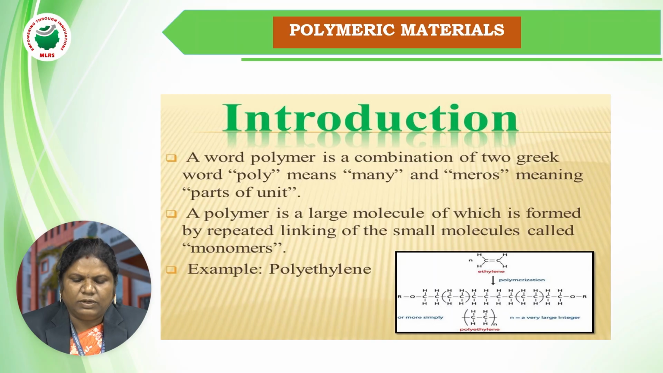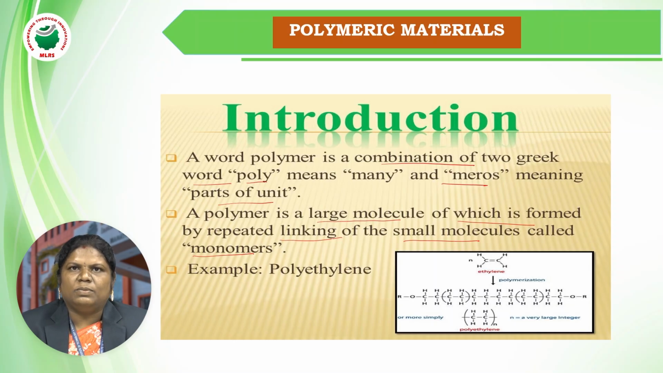First, introduction. The word polymer is a combination of two Greek words. Poly means many and meros means a part of a unit. Many units will combine together and form one long macromolecule, nothing but the polymer. A polymer is a large molecule formed by repeating linkage of small molecules called monomers. The repeating unit of the polymer is called the monomer. Mono means single, mer means part of a unit. Many monomers will combine and form a polymer.